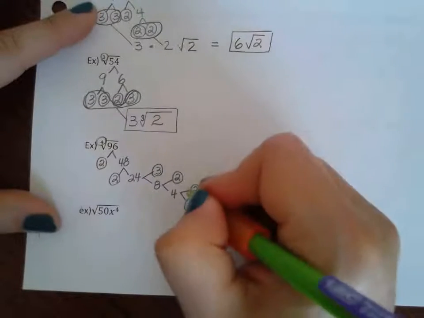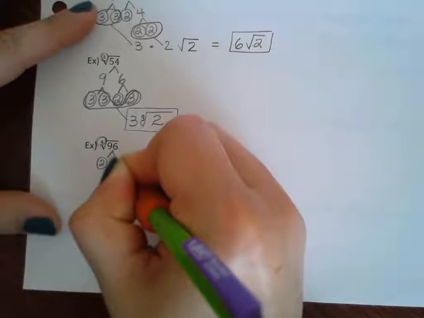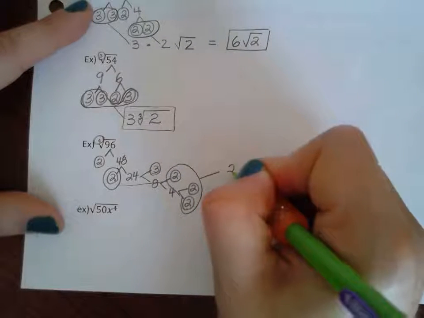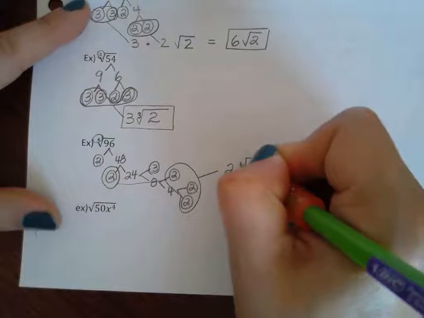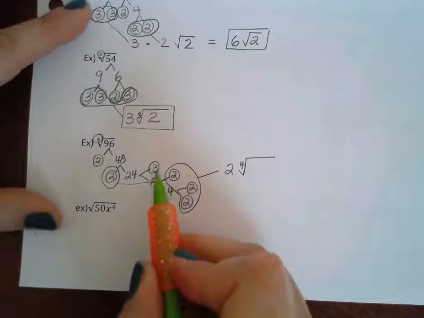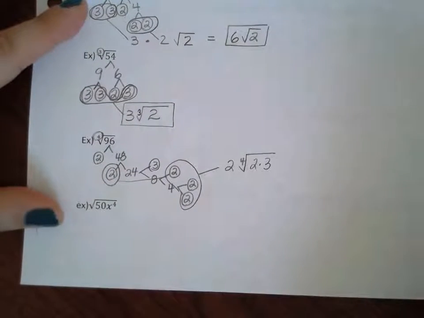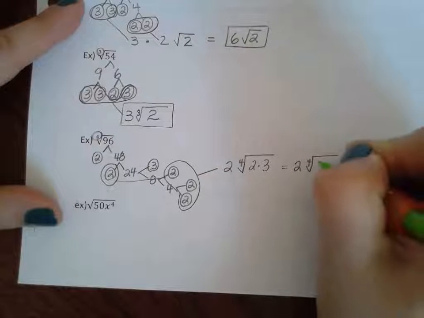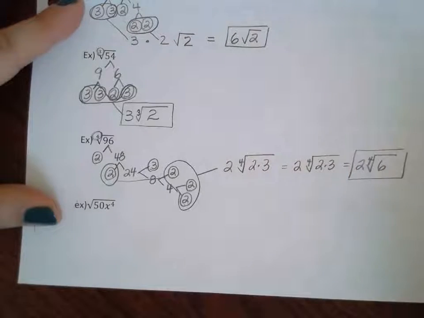So here's 3 of them, and then we can grab this one too. So that makes a group of 4. From that, only one 2 comes out. Now, underneath the radical, we have a 3 and a 2. So we multiply those under the radical. So this becomes 2 times the 4th root of 2 times 3. So this will be 2 times the 4th root of 6.